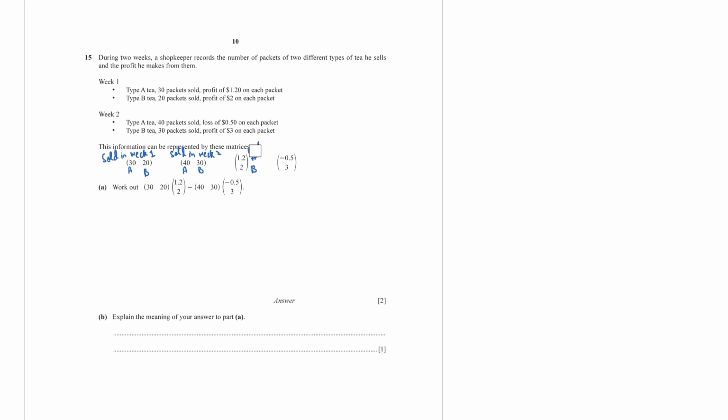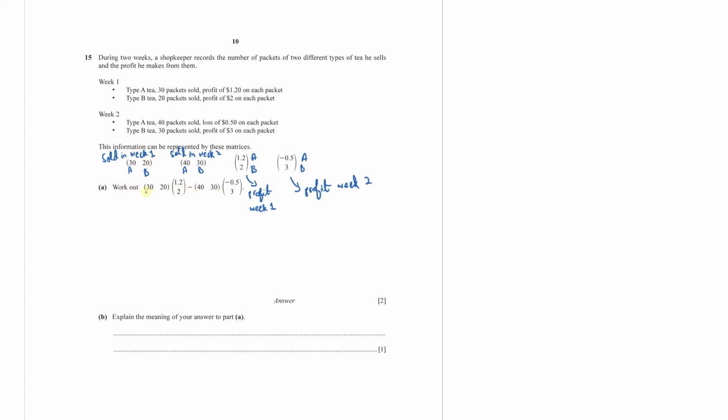Let me write it below here. This is the profit for week 1. And similarly, this is type A, this is type B, $3 profit, and this is the profit for week 2. So you now have to work out this expression given here, which is matrix multiplication here and here, and then you're subtracting the two.